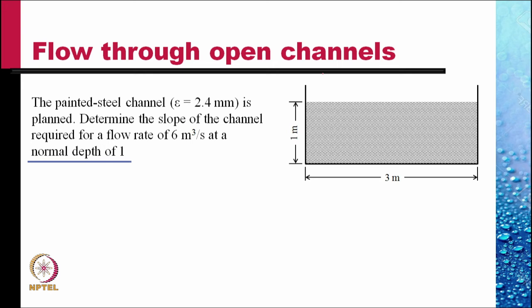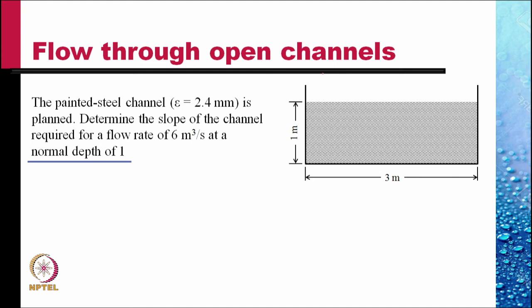We look up the table and find that epsilon is about 2.4 millimeter in such painted steel channels. Determine the slope of the channel required for a flow rate of 6 meter cube per second at a normal depth of 1 meter, as shown.